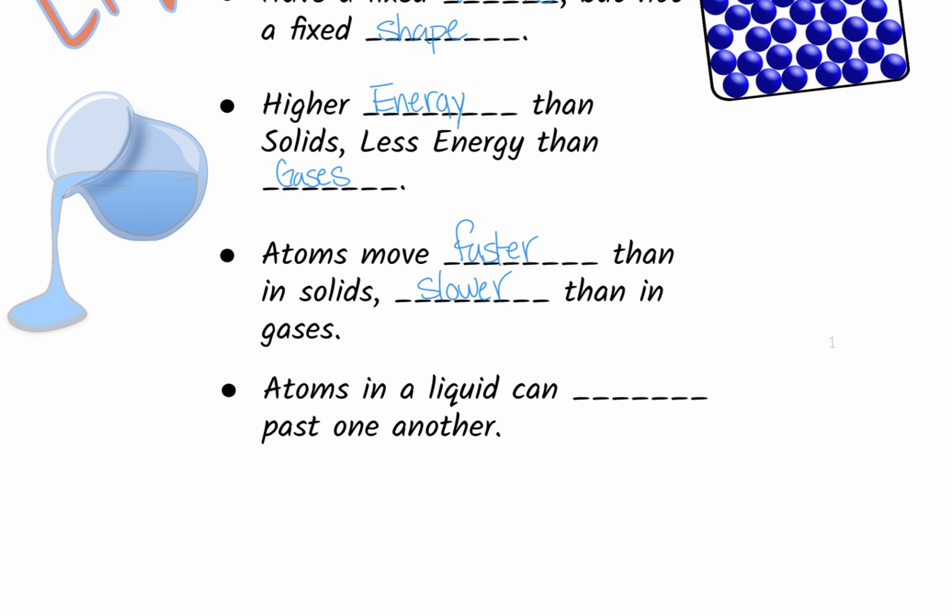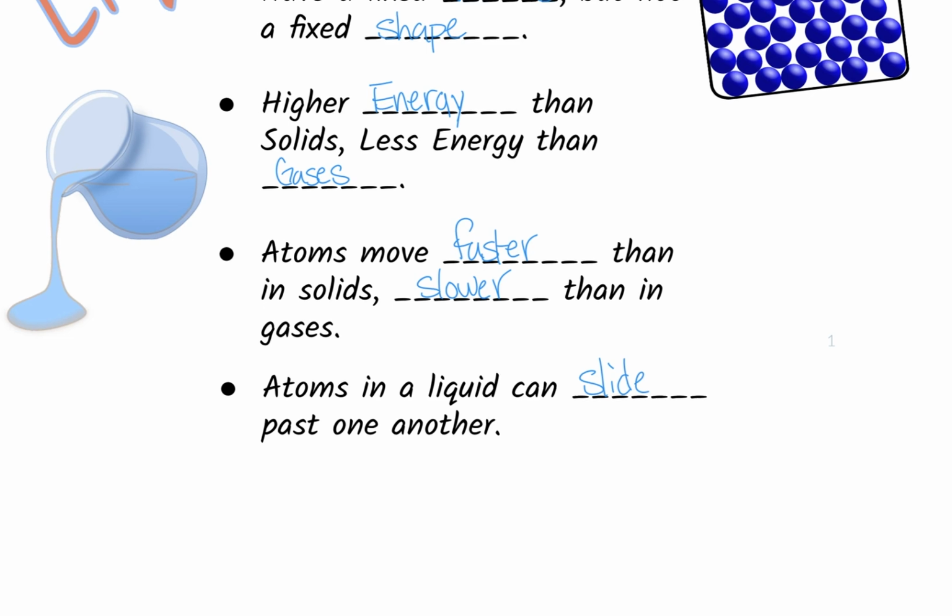What really makes it a liquid is that now the atoms have enough energy, they're moving fast enough that they can slide past one another, but they don't ever really lose contact. So they're not just flying off randomly, but they can slide past one another, which allows the liquids to flow.